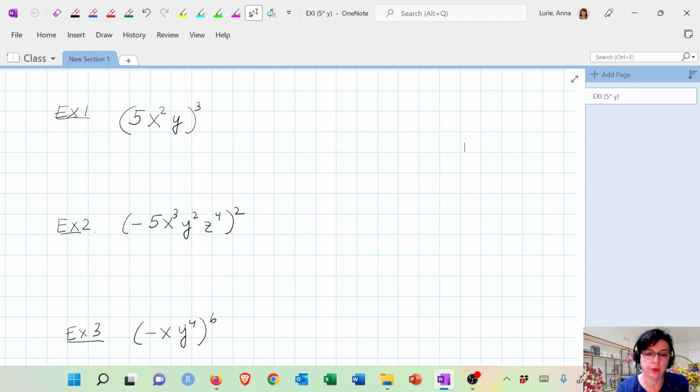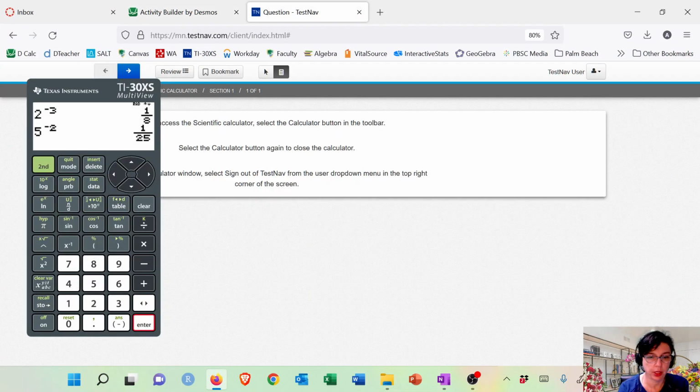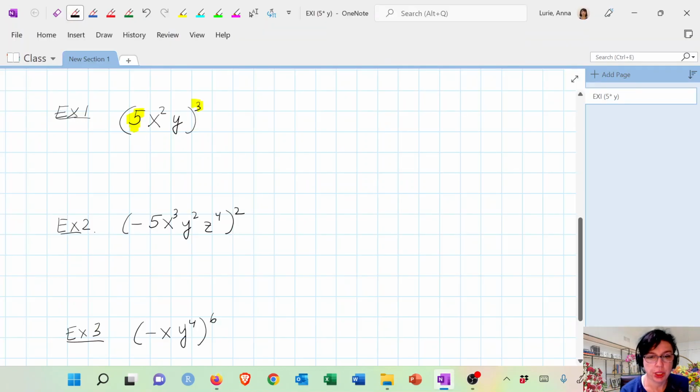The first thing you do is you disregard the variables and only do the numbers. Okay, so you have 5 here and it's cubed. So in the final answer, whatever is 5 cubed, that should be in the front. So if you want to just go ahead, use a calculator and put it as 5 to the power 3, press enter, that's 125. So just remember that that is going to be part of your answer.